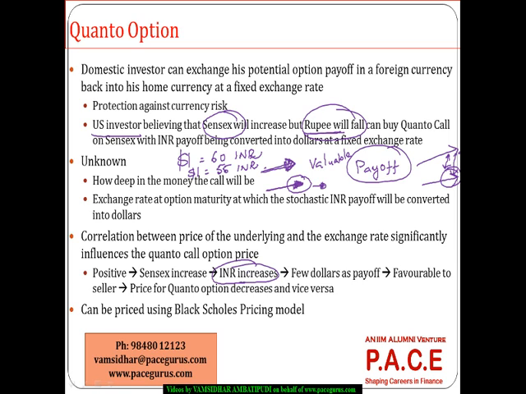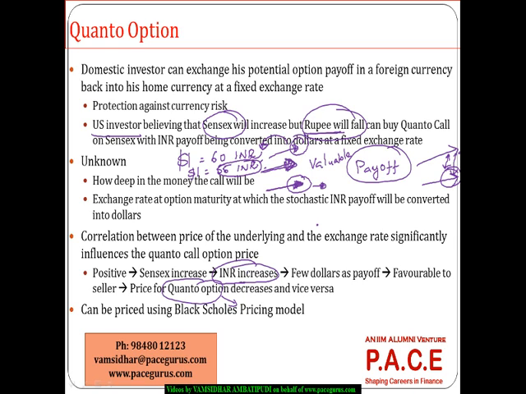$1 has become 55 INR. Rupee has appreciated. Now, if the Sensex has gone up, and the dollar has become only 55 INR, whatever excess payoff I have got, I can quite comfortably convert it into US dollars, and I am getting more dollars because now the dollar is only 55 rupees. I am able to get more and more dollars. So in that case, I am not preferring any kind of Quanto option. The value of the Quanto option is going to go low in that case.